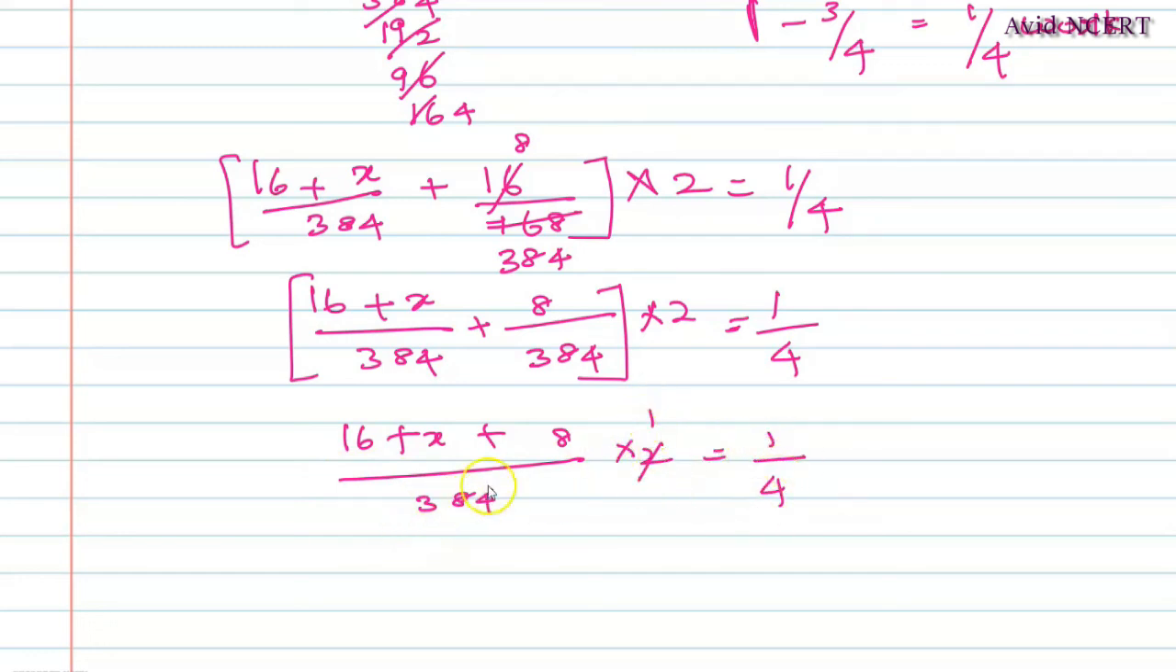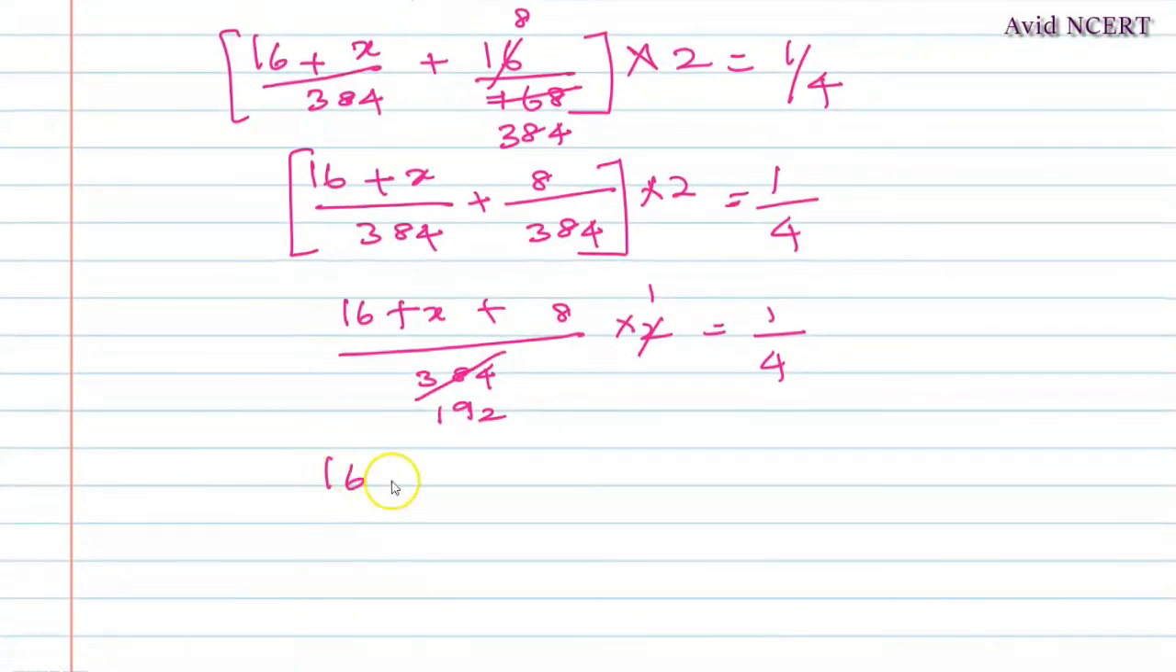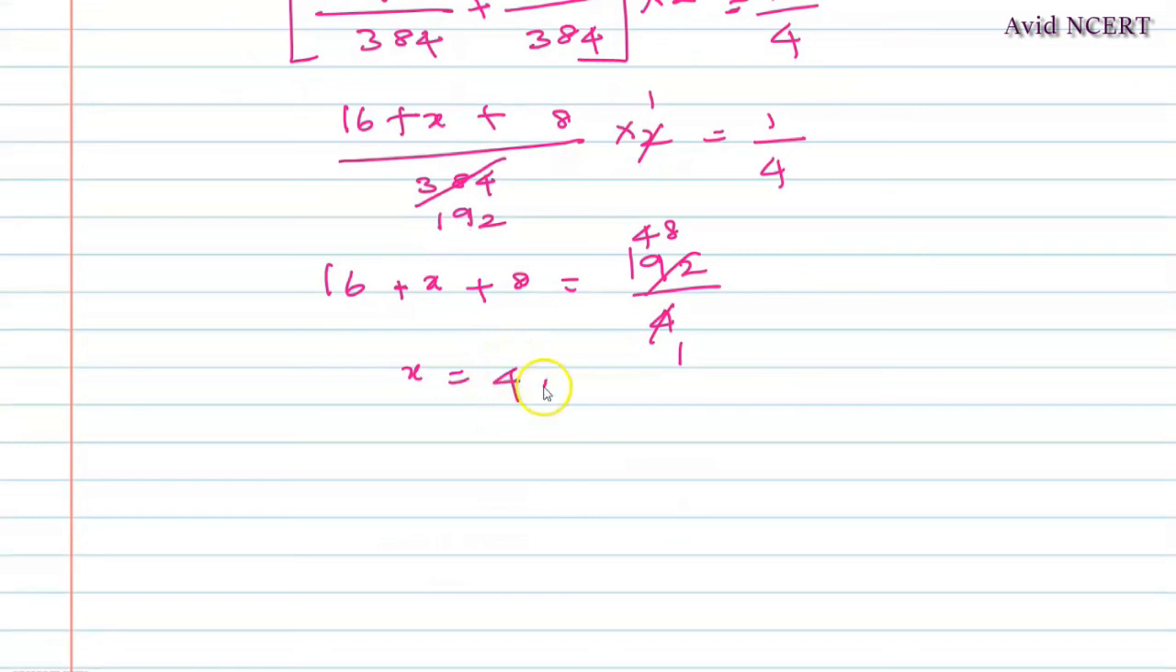Simplifying this, 16 plus x plus 8 equals 192 divided by 4. Simplifying this, 4 times 48 is 192, so we get 48. So x equals 48 minus 16 minus 8, which is x equals 24. That is, the number of men required more to complete the work in 2 days is 24.